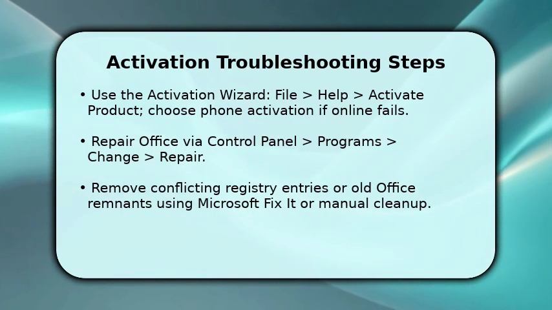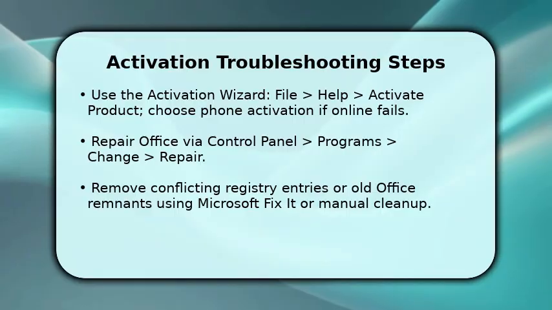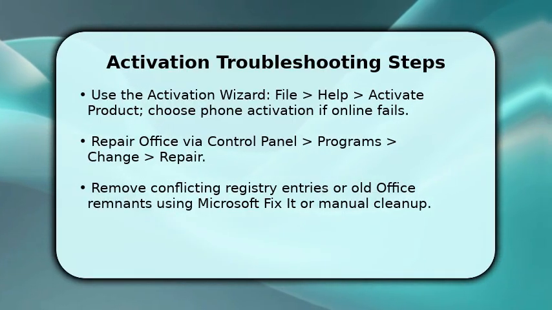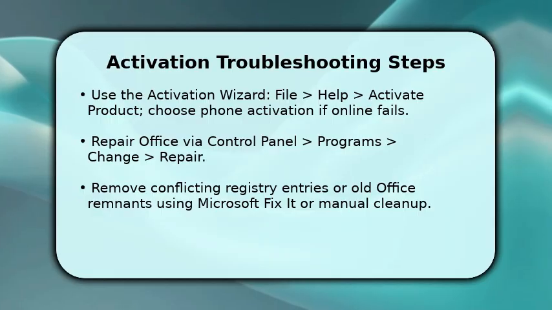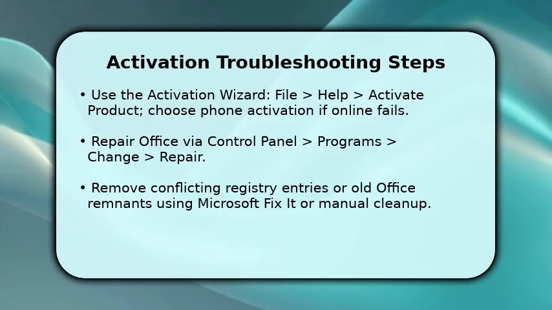Now you'll run the activation wizard. Open any Office app, go to File, Help, then Activate Product and follow prompts. If online activation fails, choose the phone activation option and follow the automated steps. Keep your installation ID handy.